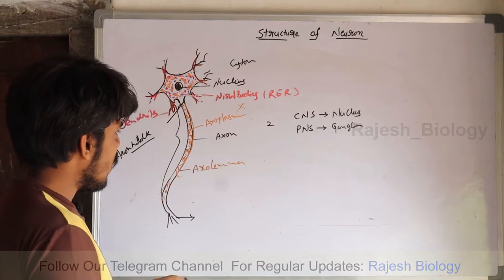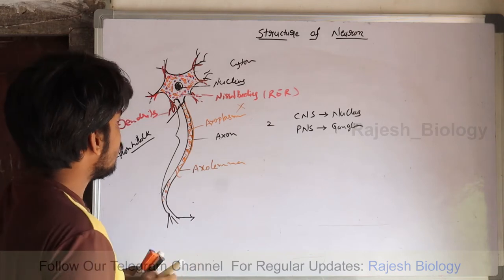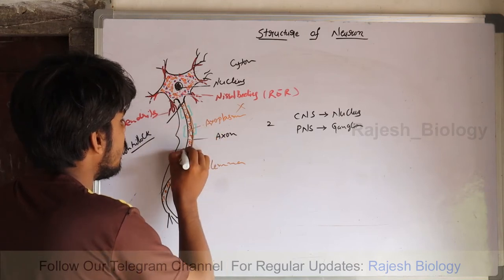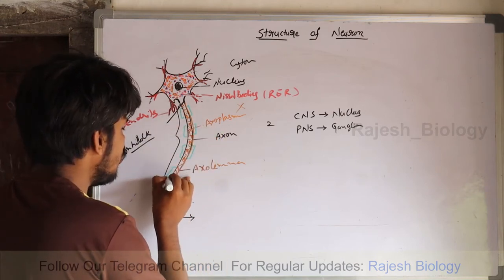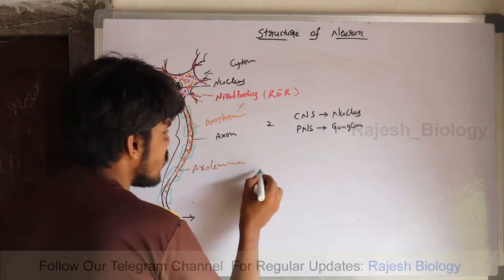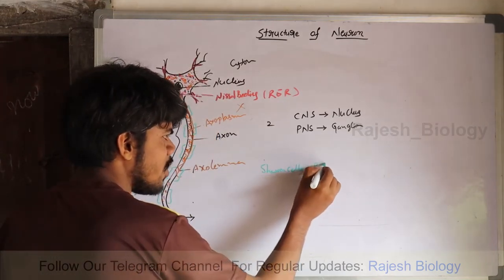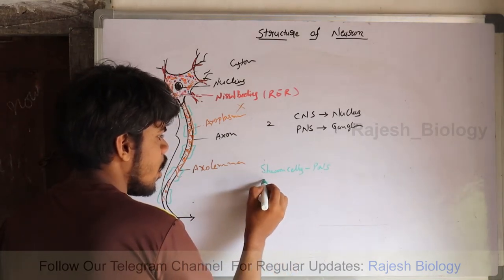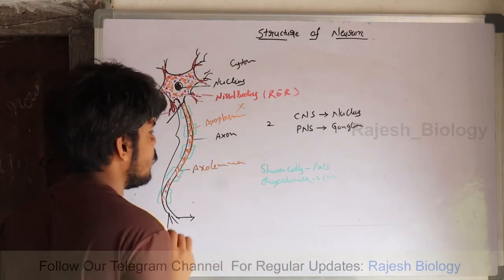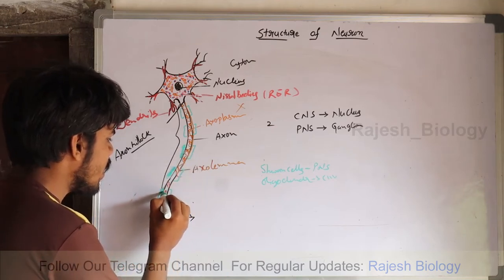Some neurons are covered by a myelin sheath. Some axons of neurons are covered by myelin sheath, and that myelin sheath is secreted by Schwann cells in the peripheral nervous system, and oligodendrocytes in the central nervous system. So the axon is covered by myelin sheath.